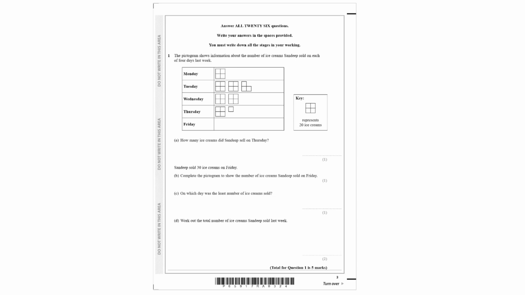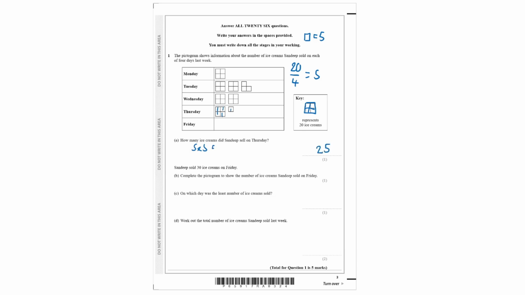We can see that the key represents 4 squares as 20 ice creams. So we can simplify this. 20 divided by 4 is equal to 5. So that means that one little square is equal to 5 ice creams. Now, on Thursday, we can see there are 1, 2, 3, 4, 5. So we can write 5 times 5 is 25 ice creams sold on Thursday.